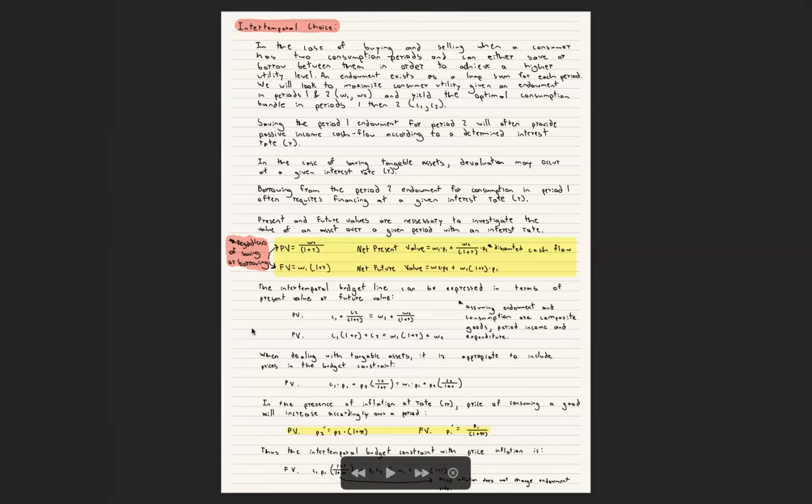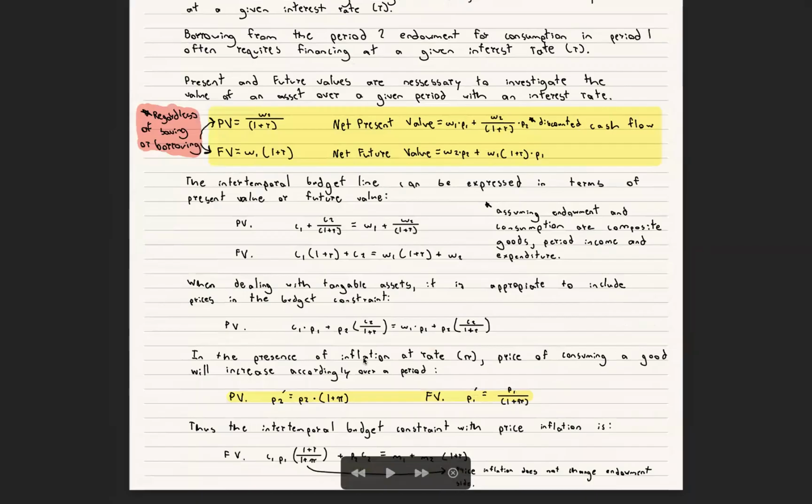When dealing with tangible assets, it is important to include prices in the budget constraint. So again, we have that exact thing right there. And in the presence of inflation at rate pi, the price of consuming a good will increase accordingly over a period. So we can look at our intertemporal choice using these formulas if we have some sort of interest rate and if we have some sort of inflation rate as well. Of course, these will work to counteract each other most often. So the intertemporal budget constraint with price inflation is going to be equal to the formula down here.